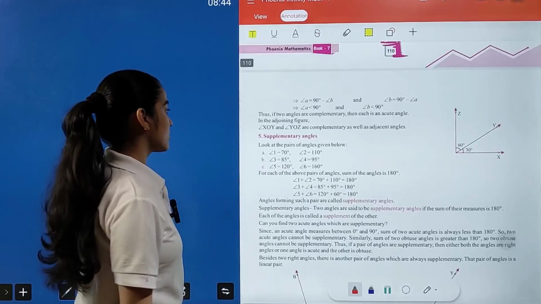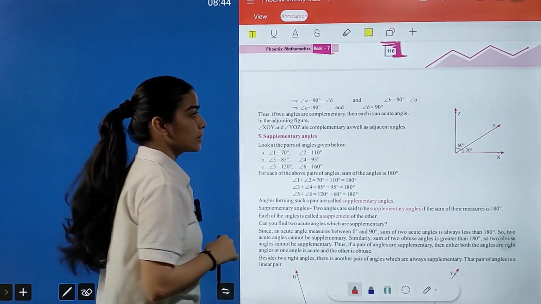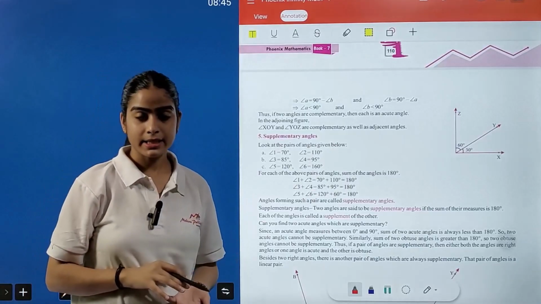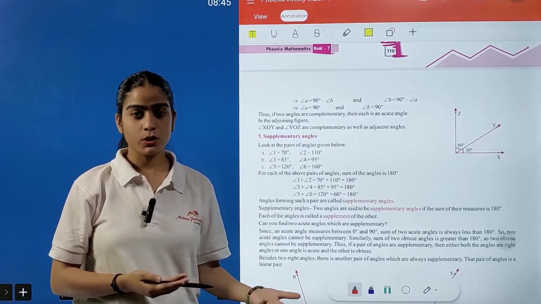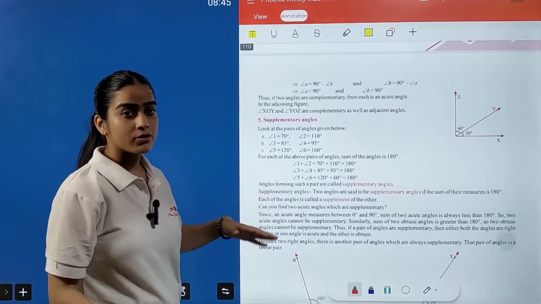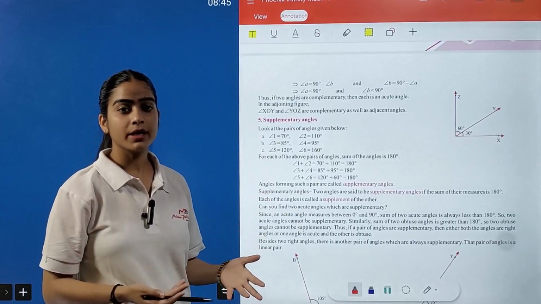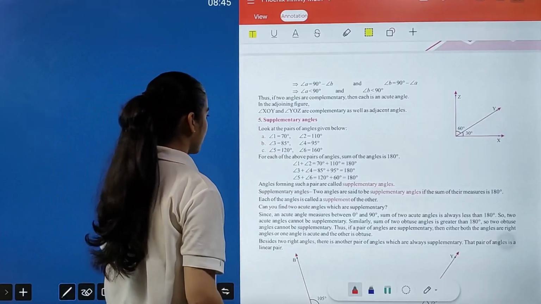complementary angles. Thus, if two angles are complementary, then each is an acute angle, because an acute angle means less than 90 degrees. So when we have angles less than 90 degrees and we add them together, the sum is equal to 90 degrees. Otherwise it is not possible. If we have an obtuse angle, which is more than 90 degrees, how can we make the sum 90 degrees?